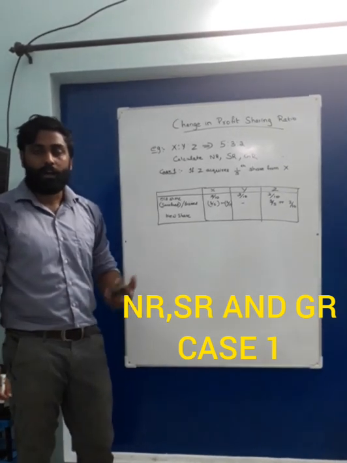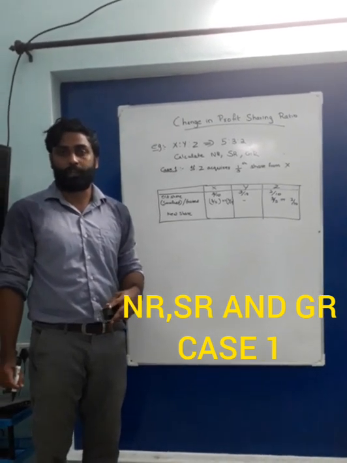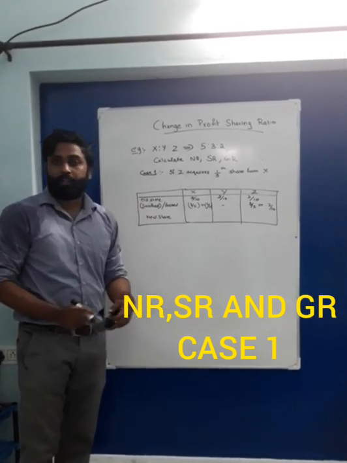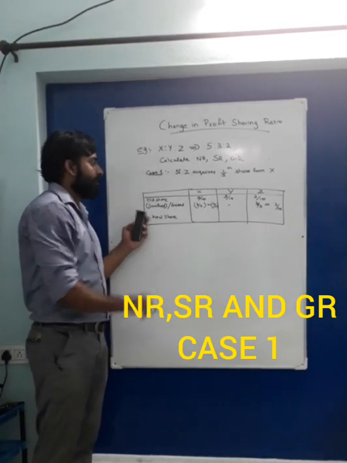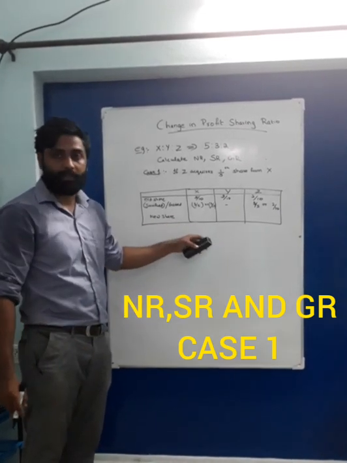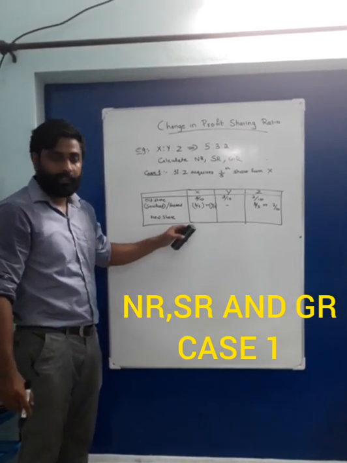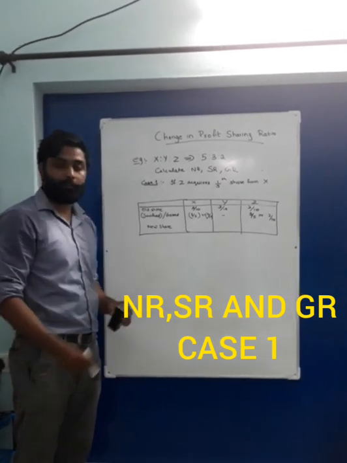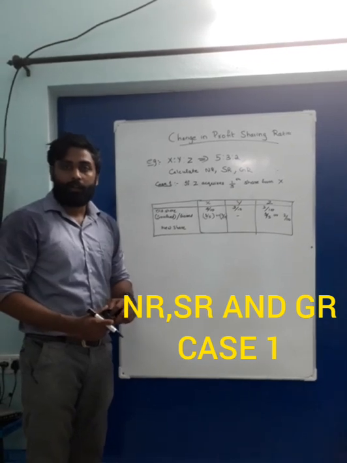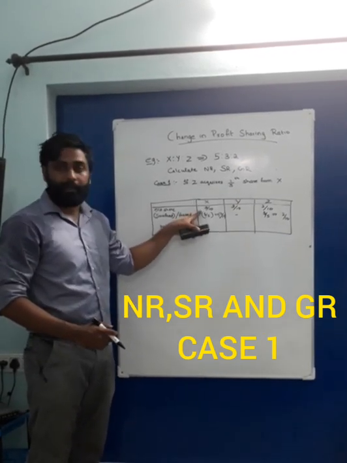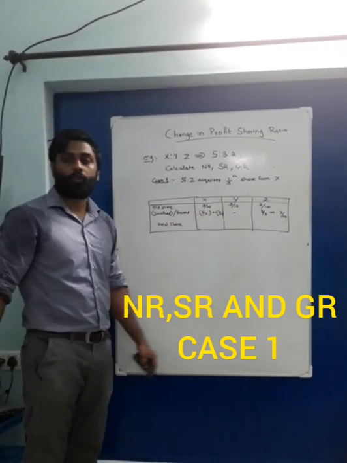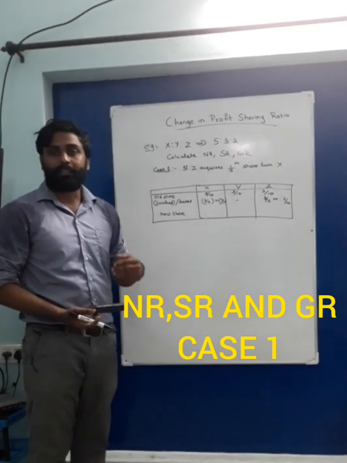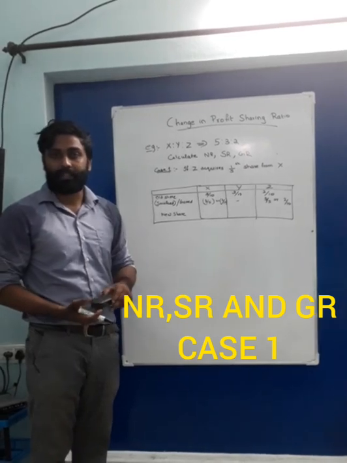Now, how can we calculate the new ratio? First, I will show that. We have to make a table with 4 columns: in the first column, particulars, and the next 3 columns as per the number of partners. First we write the old share of the 3 partners, 5/10, 3/10 and 2/10. And second, whether they are gaining or sacrificing.